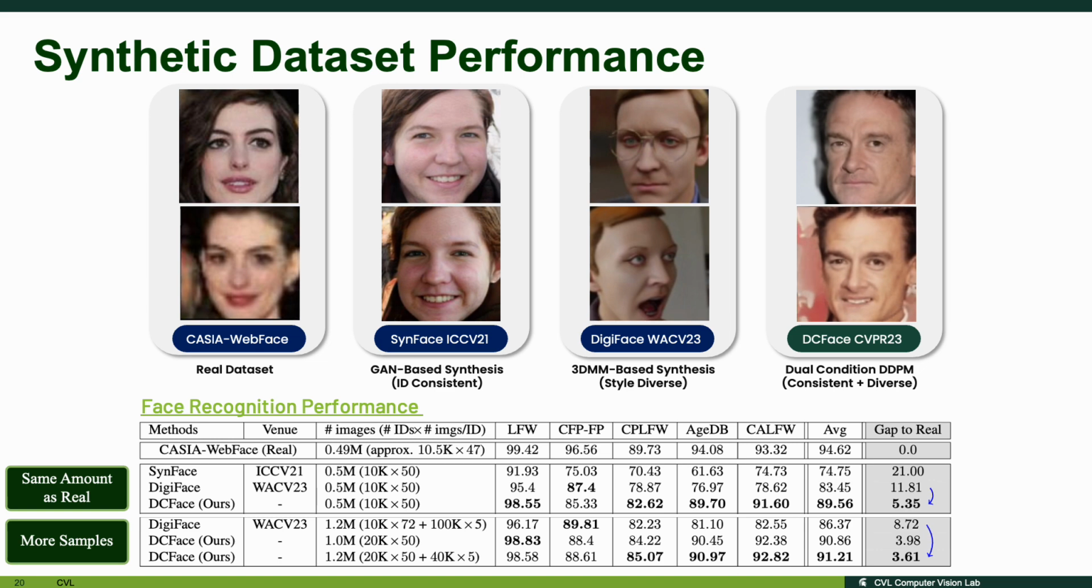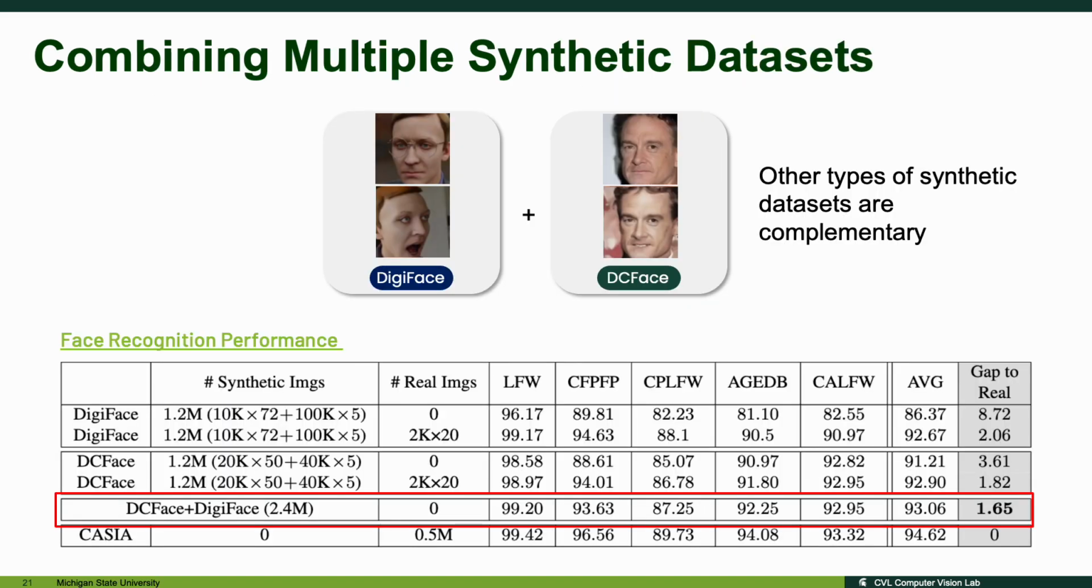In addition, at the bottom of our result, we present the performance when training a model using a fully synthetic dataset larger in size than the real dataset. With the increased dataset size, we observe an improvement in performance. However, the model trained on the real dataset still retains the overall advantage. Lastly, we demonstrate that different synthetic datasets can be complementary. By combining DCFace with the DigiFace 1 million dataset, we achieve an improvement in performance for the fully synthetic dataset, reducing the performance gap to the real dataset by an average of 1.6%.